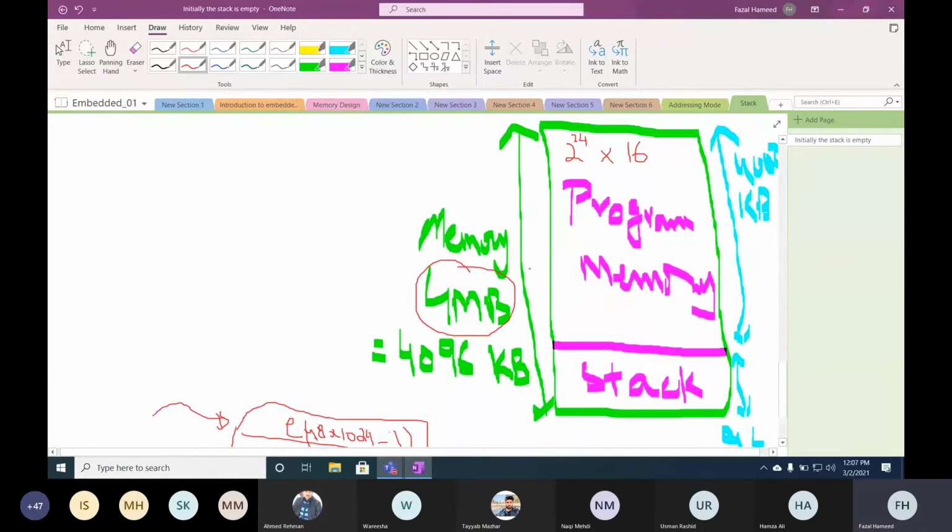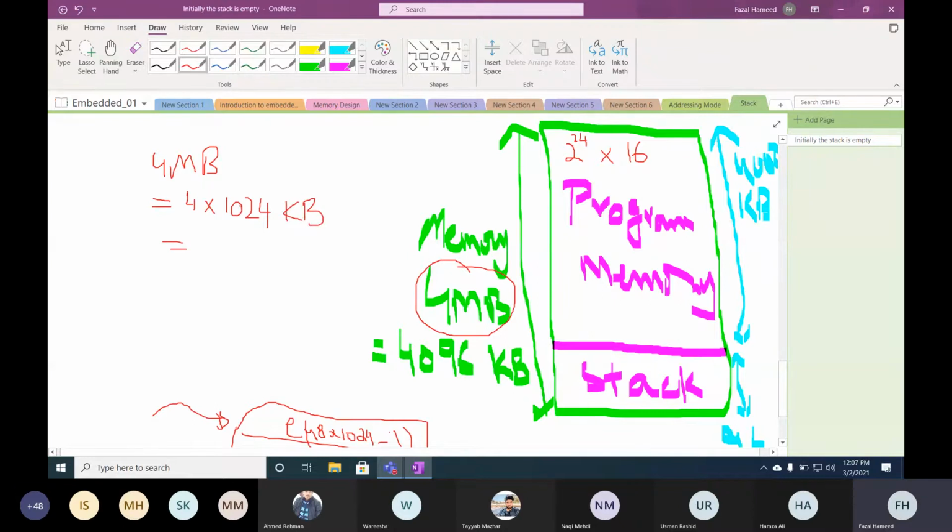So let's assume we have a program memory. What can you store in memory? In memory we store program and data. Let's assume that the program and the data consist of 400 kilobytes. This 4 MB of memory we can write like this: 4 MB is equal to 4 multiplied by 1024 kilobyte.